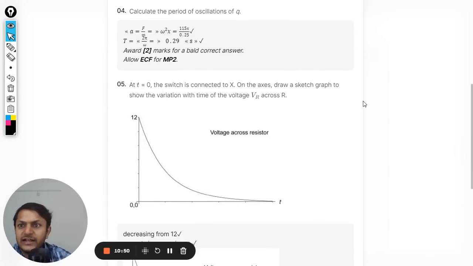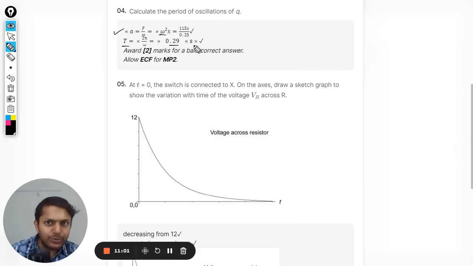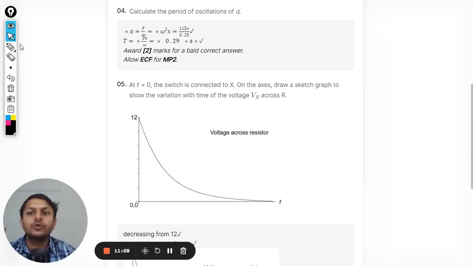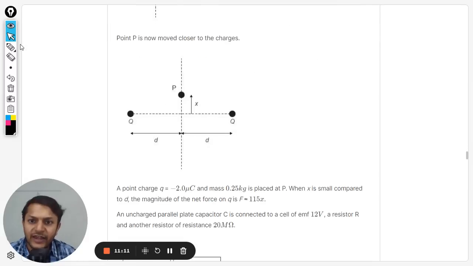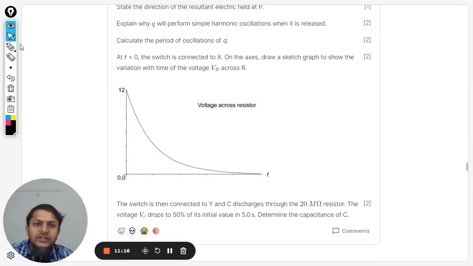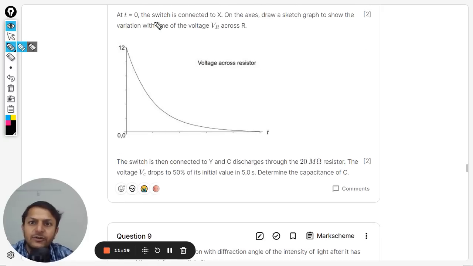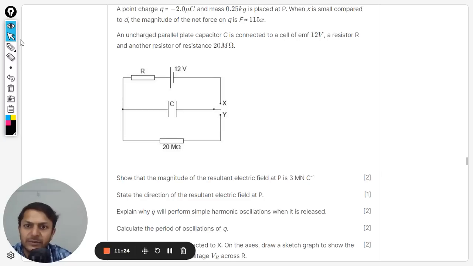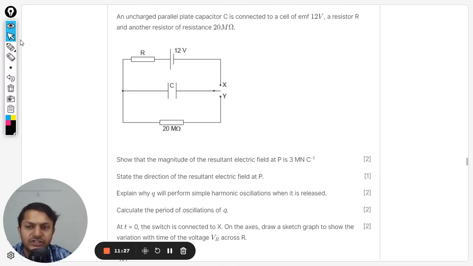My God, these questions are really lengthy. Yeah, so the acceleration is F by m, as I've already told you, and then they are equating with the omega square. From there, they find the omega, and then they are finding the time period. So the calculation cut short, and this is how we do it. And I have explained you exactly in the same manner. I believe there should be no doubt about that. Now let us go for question number 5. What is this graph now? Calculate the time period. We have done this. Yeah. Now at t is equal to 0, the switch is connected to x. Okay. So now the question is going to the statement number 2. And so the statement 2 is here.